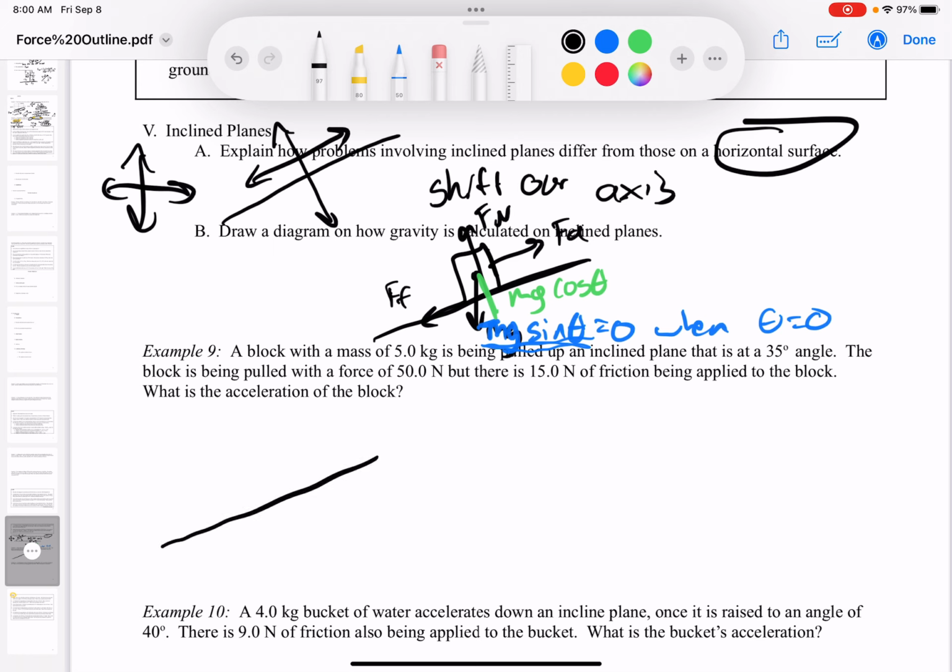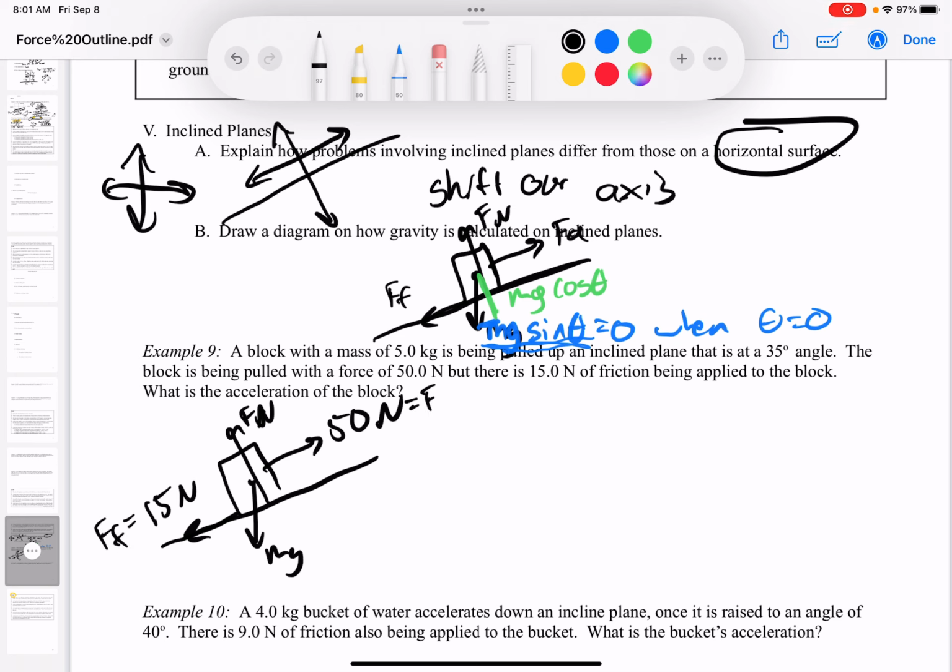So let's go ahead and draw a free body diagram. Remember, that's our first step. Remember, mg is always straight down, okay? Then Fn is always perpendicular to the plane. Then we have it being pulled up with a force of 50 newtons. And then we also have a force of 15 newtons of friction. So that's my Ff. This is my Fa.